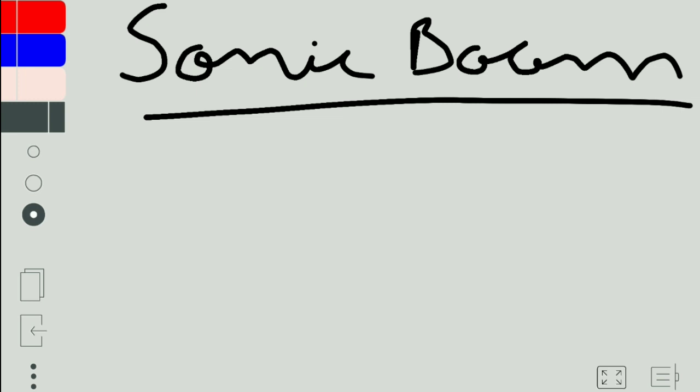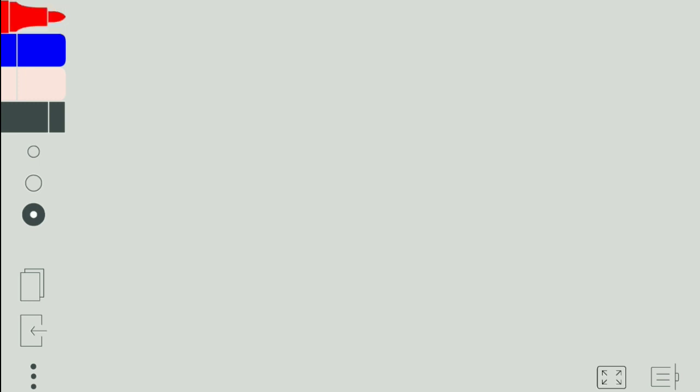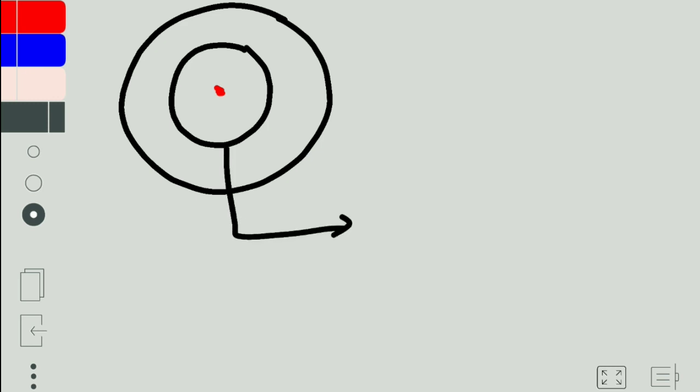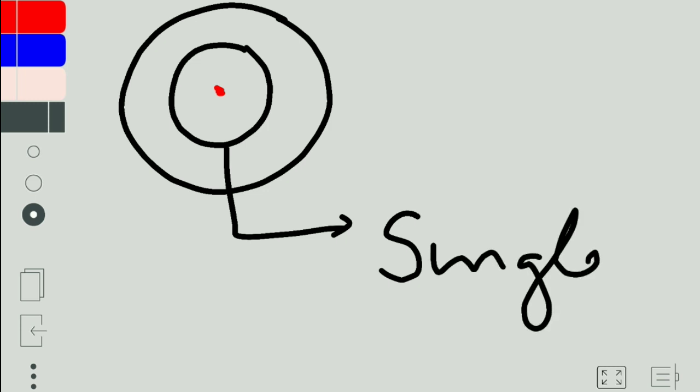So let's consider the red dot to be a single source. Now what I'm going to draw, the circle, is nothing but a single wave. Okay, this is nothing but a single wave.